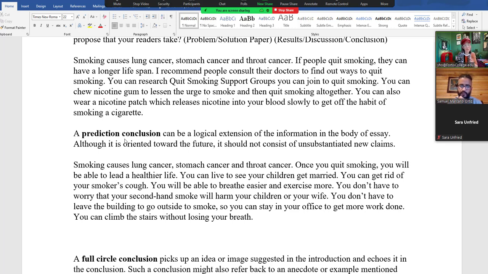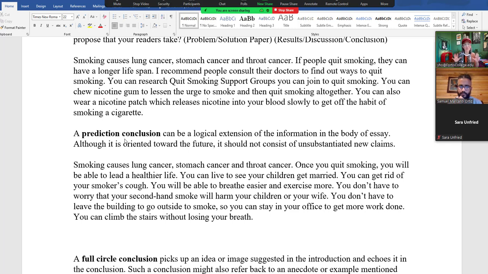And also, we'd get rid of you, your, and we could combine. We would say the reader can live to see their children get married, or you could say people, one, person, or Americans. In other words, use a specific noun to replace you and your, so that you have third person case, and then you sound more professional. That's how we replace you and your.